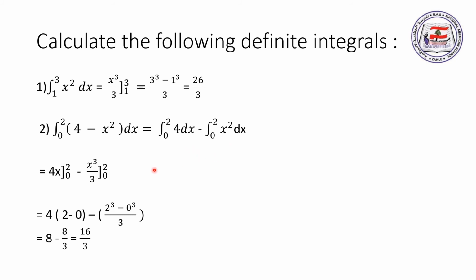Then calculating the integration of each term, 4 gives 4x. After replacing x by 2 and 0, we write 4 times 2 minus 0. Then minus the integration of x squared, which gives x cubed over 3. So replacing by the bounds, we get 2 cubed minus 0 to the power 3, over 3. So it gives 16 over 3.